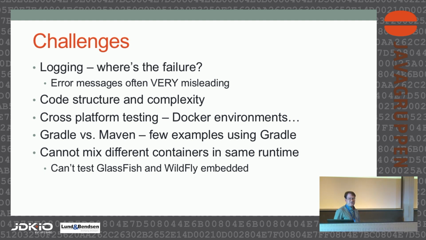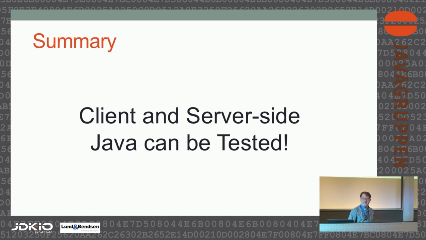So the challenges are, where's the failure when something goes wrong? Code structure and complexity, cross-platform testing, different Docker environments. If you're running on a Linux environment, you obviously won't have access to the Edge web browser, for instance, so it doesn't get rid of problems like that. There are very few examples of using Arquillian with Gradle, and it was kind of hard in the past before Gradle added the support for BOMs, so it's gotten much easier with the advent of that.